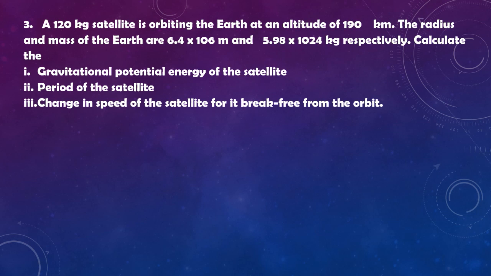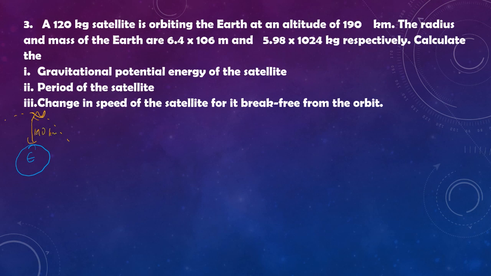Calculate the first one, this we revise subtopic 7.2: the gravitational potential energy of the satellite. And then number 2, the period of the satellite, and then the change in speed of the satellite to break free from the orbit. We look at the gravitational potential energy of the satellite. So with that, we sketch the Earth and the satellite orbiting around the Earth. The altitude is about 190 kilometers.